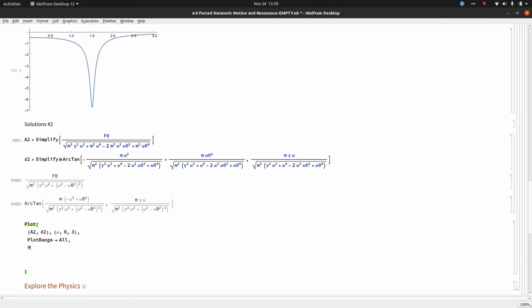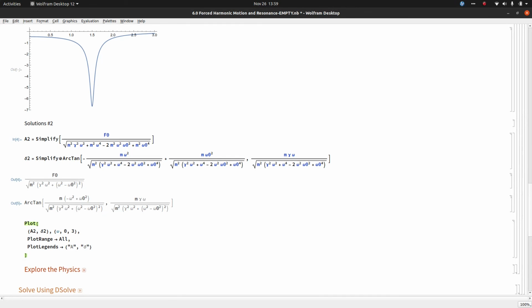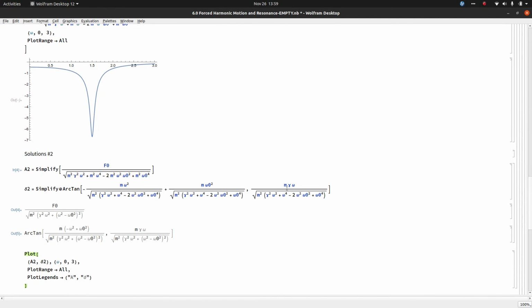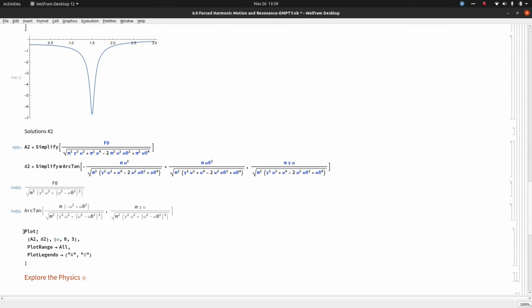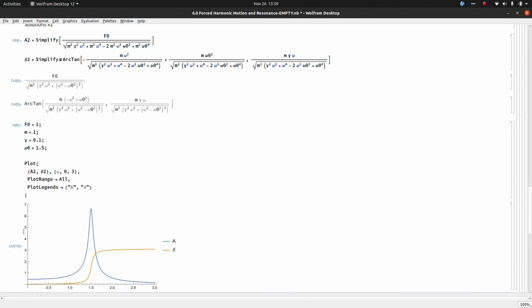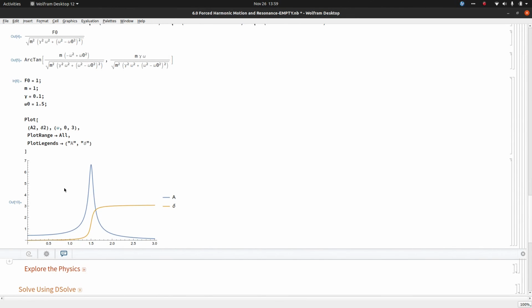Let's put some plot legends on so we know what's what. The first thing I wrote down was the amplitude, so that'll be A. The second thing was the phase shift, so that'll be delta. I still have a bunch of variables in blue, so I need to redefine those. So we'll copy that down here. And you can see what happens to your phase shift and your amplitude.